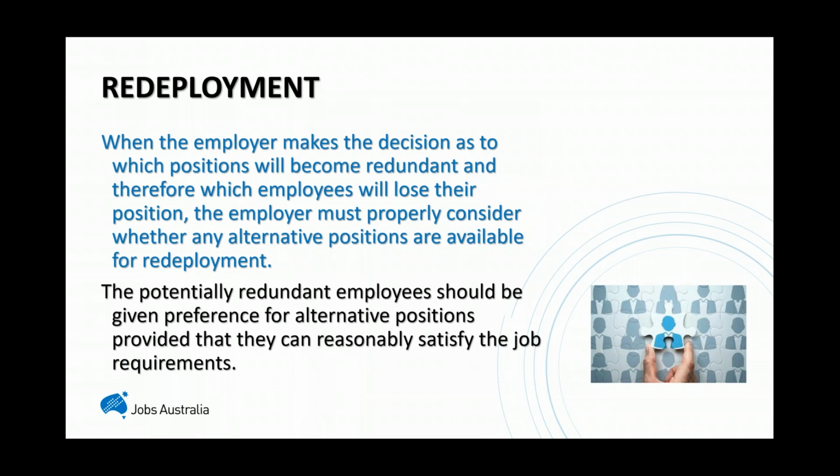The potentially redundant employee should be given preference for alternative positions, provided that they can reasonably satisfy the job requirements. I think what's important here too is that sometimes the staff that you already have may be able to reasonably satisfy the job requirements, but may not to 100%. And I think that what you need to consider is, can we get them to 100% with some additional training, with some additional mentoring and support?